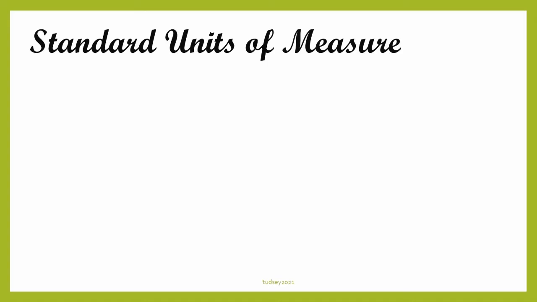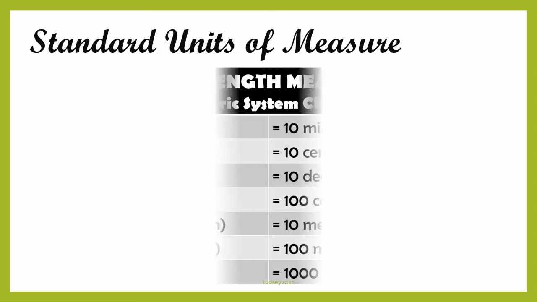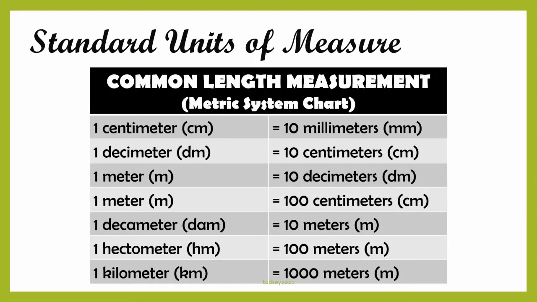Standard units of measure under metric system. Common length measurement. 1 centimeter is equal to 10 millimeters. 1 decimeter is equal to 10 centimeters. 1 meter is equal to 10 decimeters or 100 centimeters. 1 decameter is equal to 10 meters. 1 hectometer is equal to 100 meters. And 1 kilometer is equal to 1,000 meters.